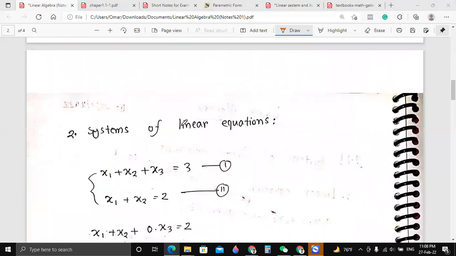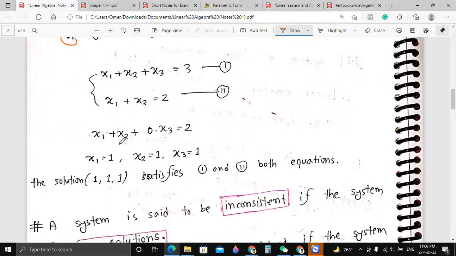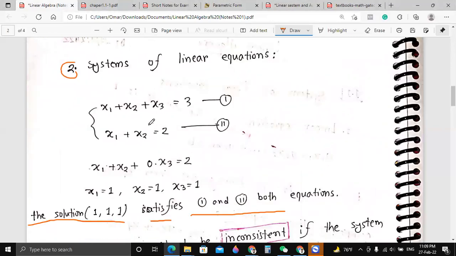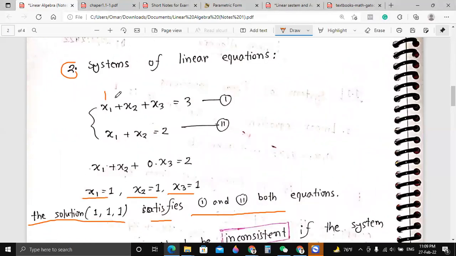So let's continue here. System of linear equations. This is the same example as above, okay? The solution (1, 1, 1) satisfies equations 1 and 2. Okay, so this is something different. You see here we don't have x3. If I just let x1 equal to 1, x2 equal to 1, and x3 equal to 1, we get 1 plus 1 plus 1. So this makes 3. So here our equation is satisfied.